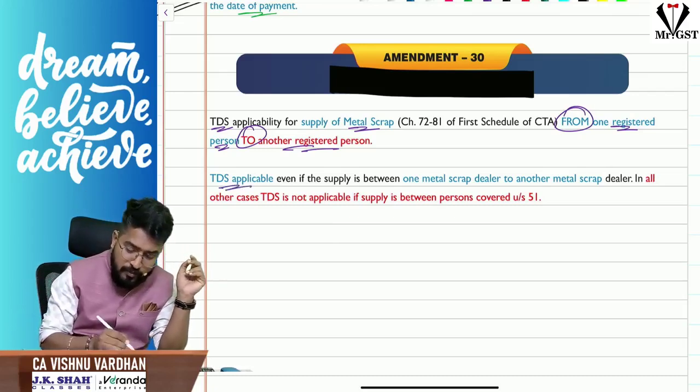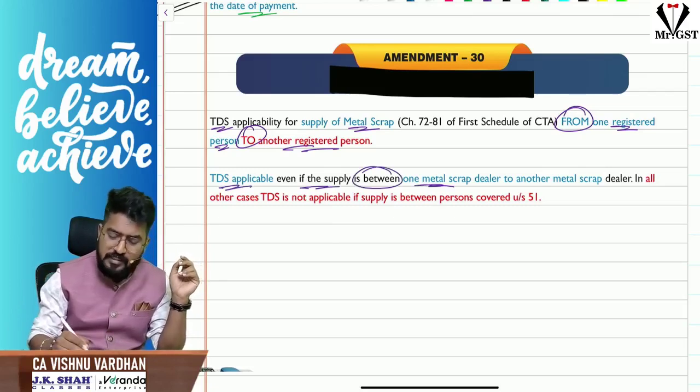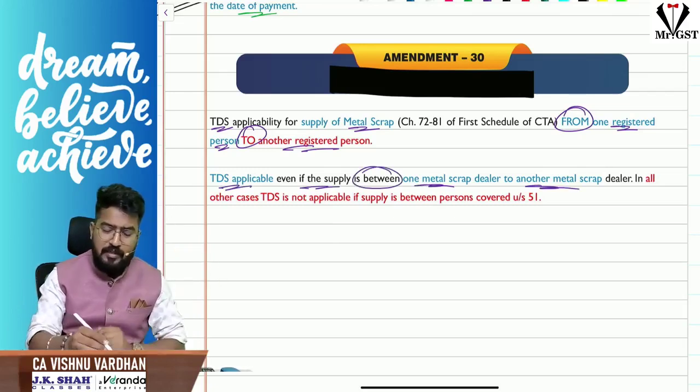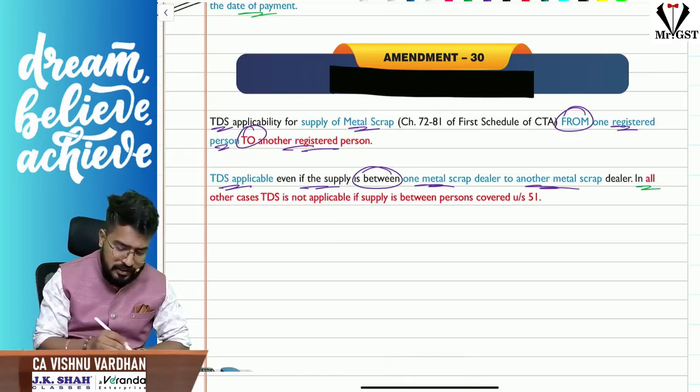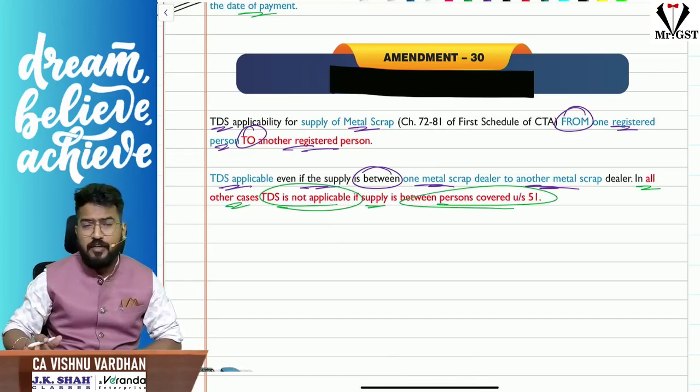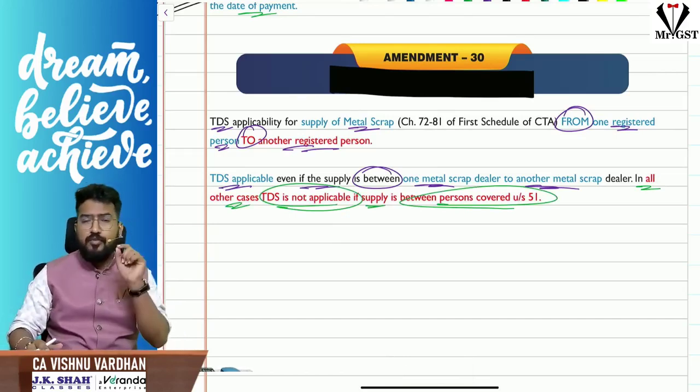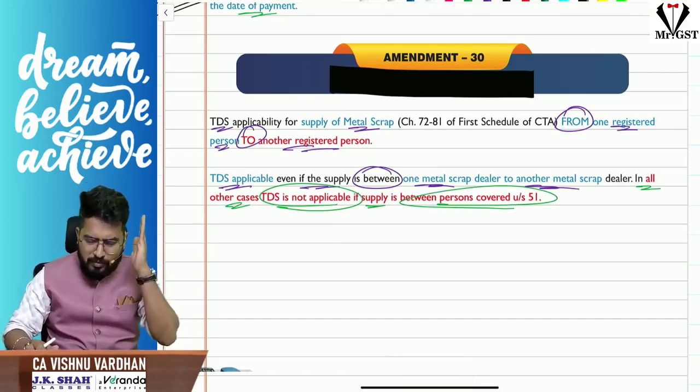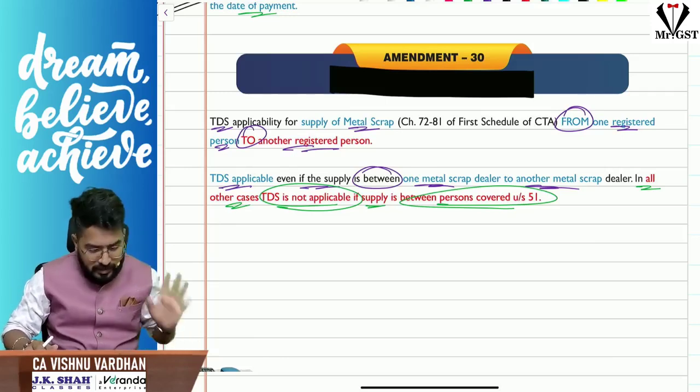TDS is applicable even if the supply is between one metal scrap dealer to another metal scrap dealer. In all other cases, TDS is not applicable if supply is between the persons covered under section 51. But here for metal scrap dealers, even though both of them are dealing with metal scrap, TDS provisions are still applicable, right? So that is another interesting point.